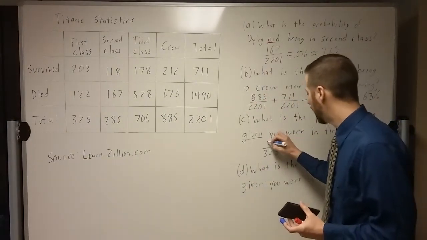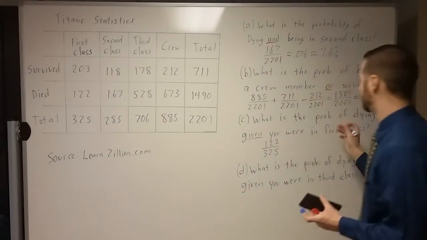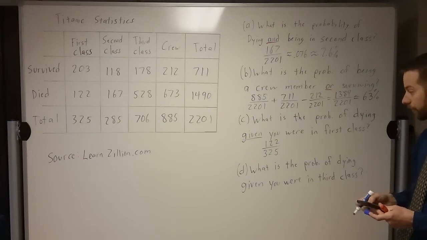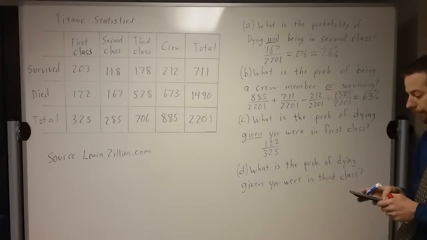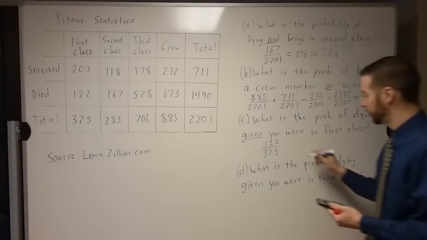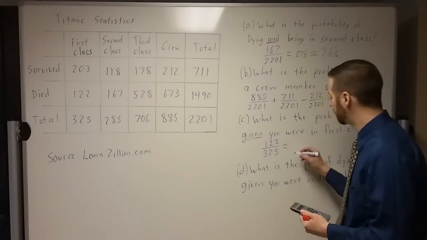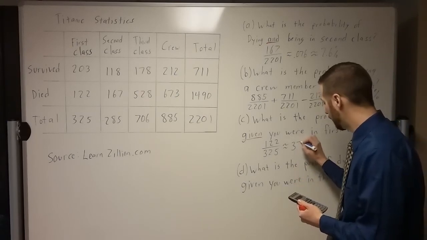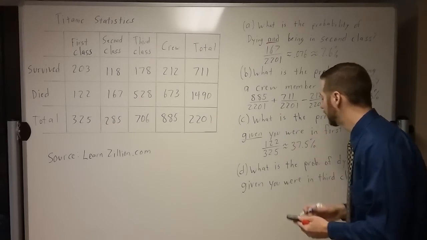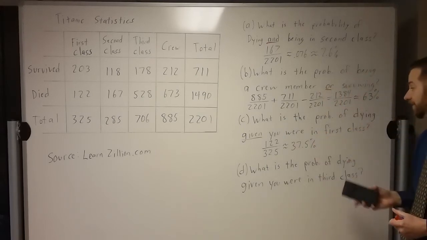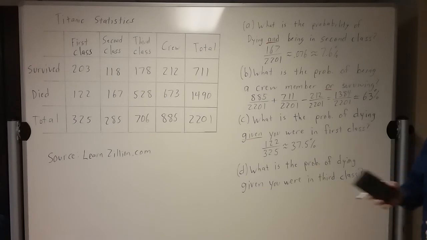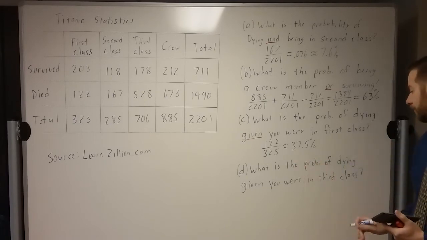122. And so our probability of dying, given that you were a first class passenger, is 122 out of 325. Which again, instead of trying to simplify that, I'm just going to get that as a percentage. And so it's like 0.375, and so I'm going to say it's about 37.5%. So there's a 37.5% chance that you died if you were in first class, given that you were in first class. So then D, what's the probability of dying given that you were in third class?